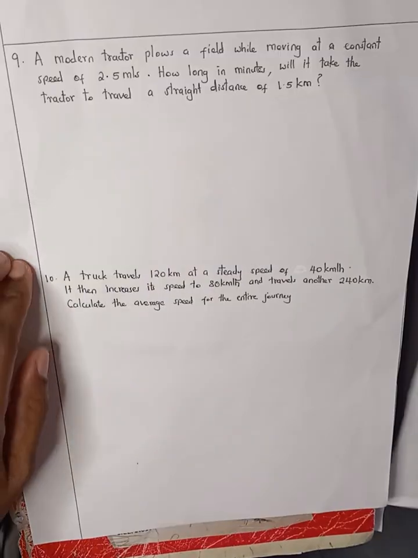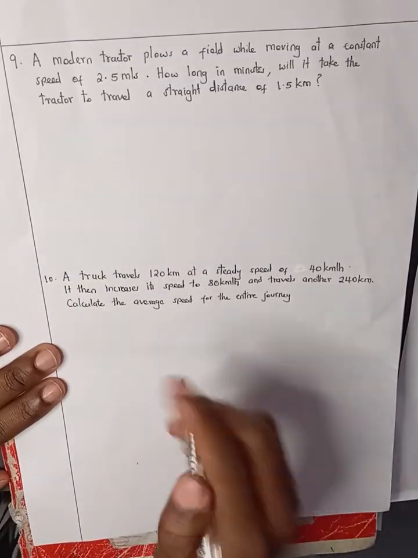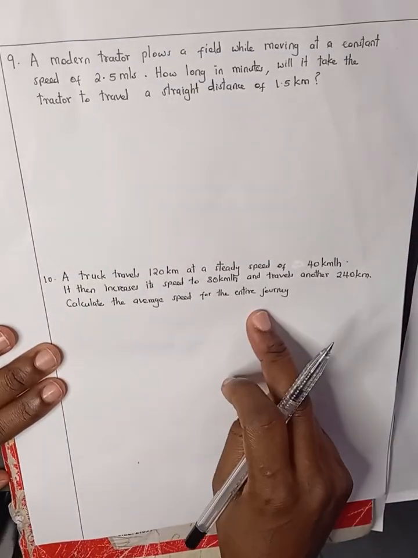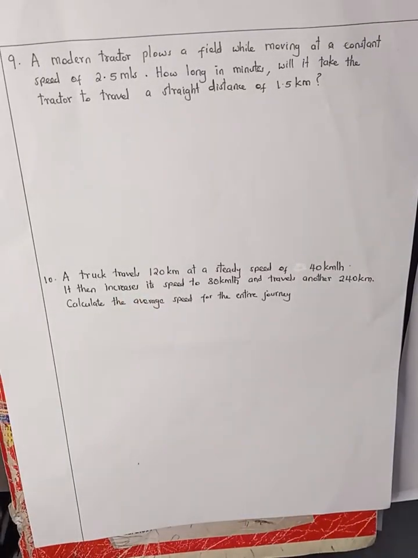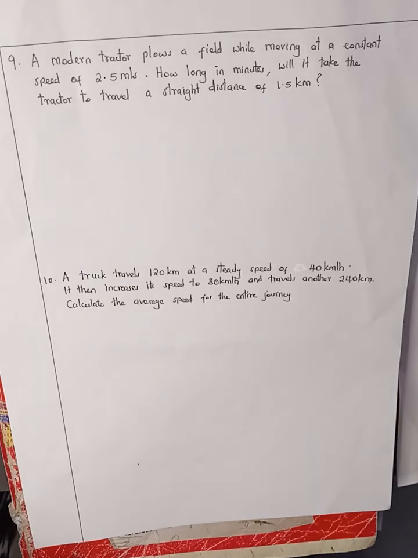Don't confuse these types of question. You can't just say it is speed 1 plus speed 2 over 2. No, that's not how you are going to get it, because when you do that, the answer will be wrong. So you have to calculate the total distance covered over the total time taken.